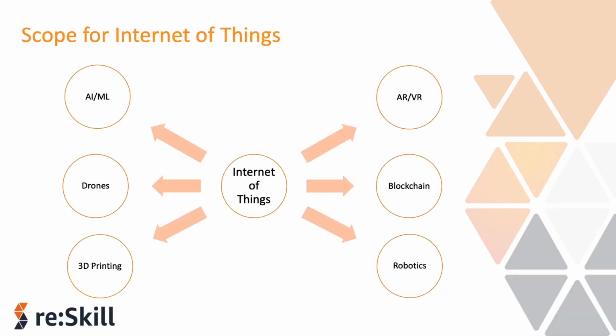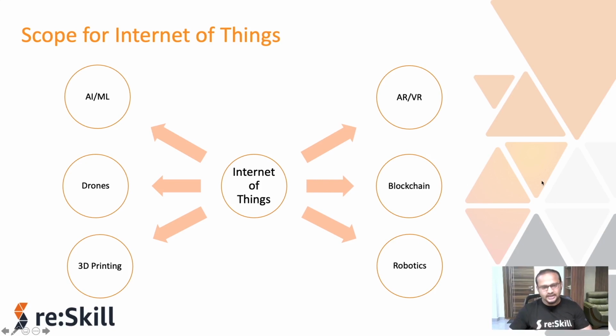Okay, and when we talk about the scope of the Internet of Things, is this really important, or why is the world going crazy about it? Because it actually is. There's a lot of scope for people who have IoT skills.